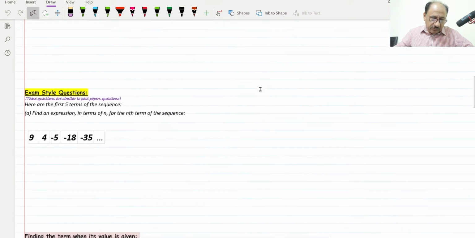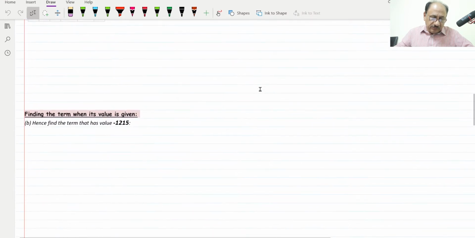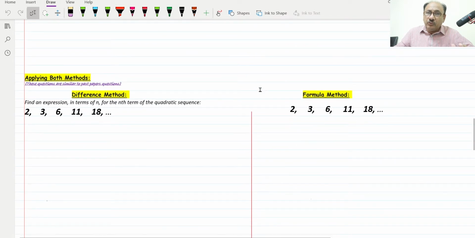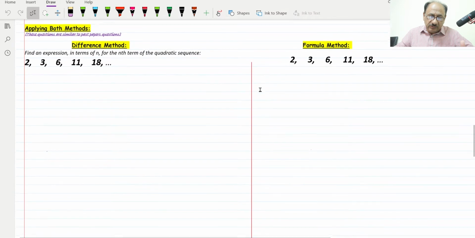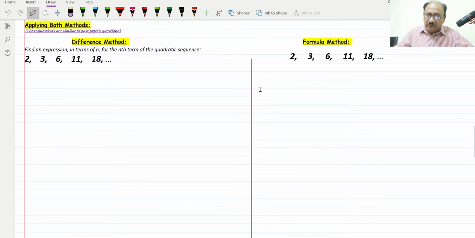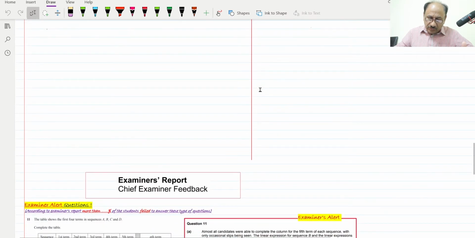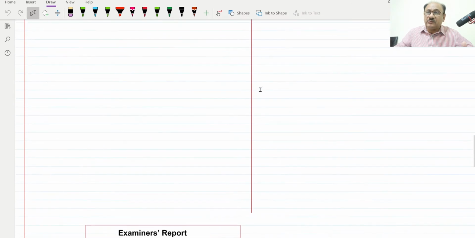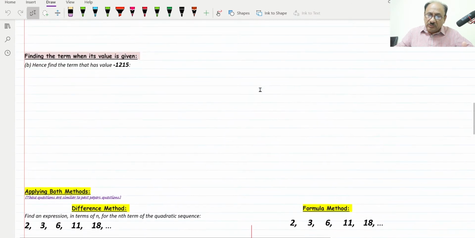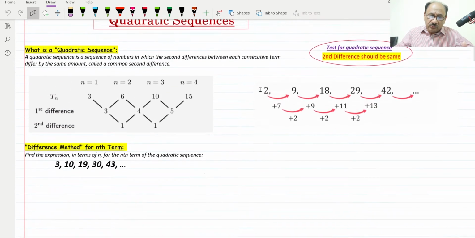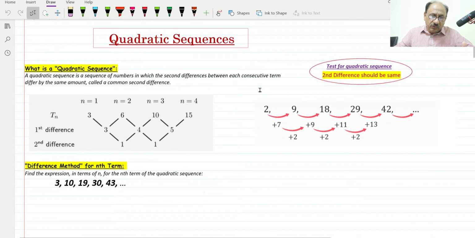Then we will be taking some exam style questions, and after that we will be taking a question and applying both methods, the difference method and the formula method, solving the same question, and I will check whether we get the same answer or not. And at the end of the video we'll be going through the examiner's report, the chief examiner's feedback, related to the past paper question, which we'll discuss in detail: from the examiner's point of view, what were the points in which candidates were mostly disturbed and couldn't answer those questions.